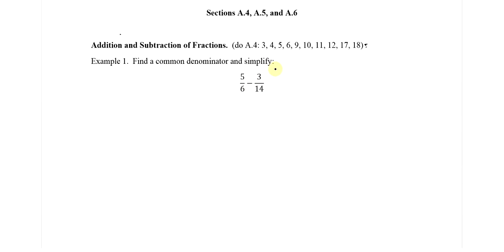How do you subtract a pair of fractions? You have to find a common denominator. So, 5 over 6 minus 3 over 14. How do we find a common denominator for that? Well, we'll factor these two denominators. This is 5 over 2 times 3, because that's 6, minus 3 over 2 times 7.